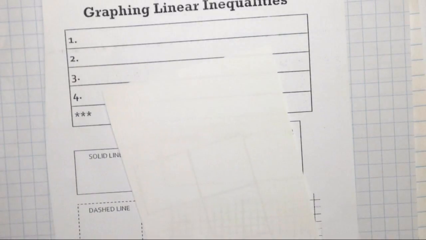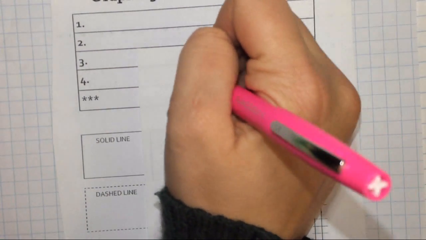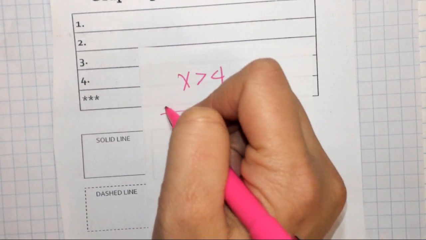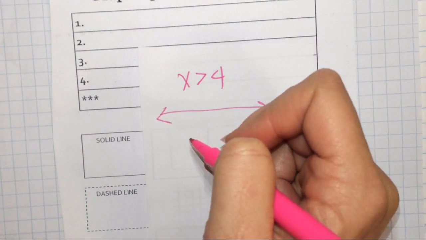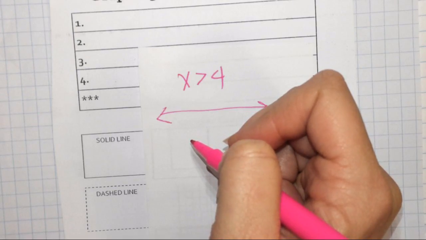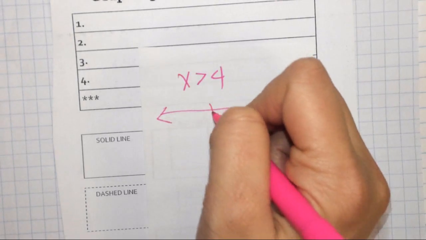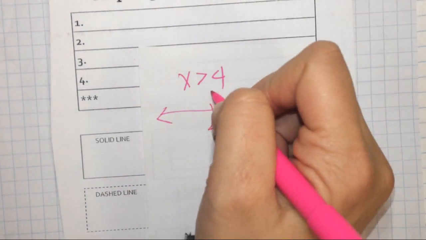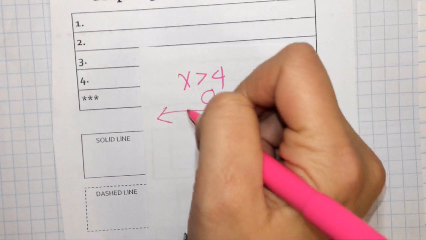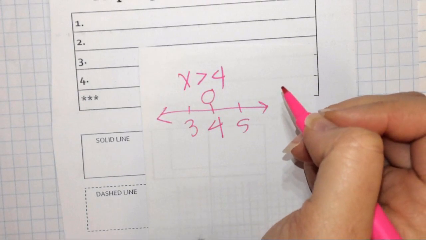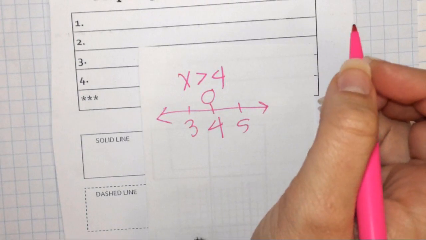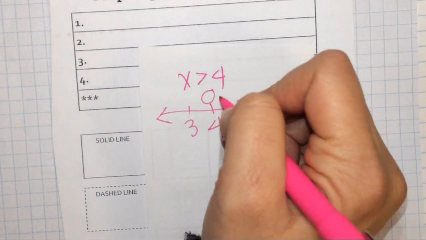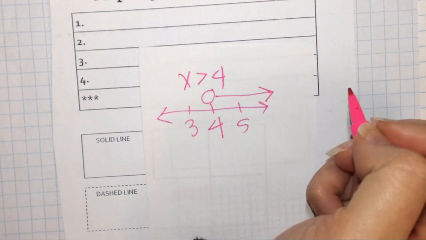That's a good example. If I said that x was greater than 4, I put it on a number line, and then you put a 4 here. Am I going to use an open or a closed circle? An open. Now, what numbers are greater? So do I shade to the right or to the left? Right. And we draw an arrow that way.